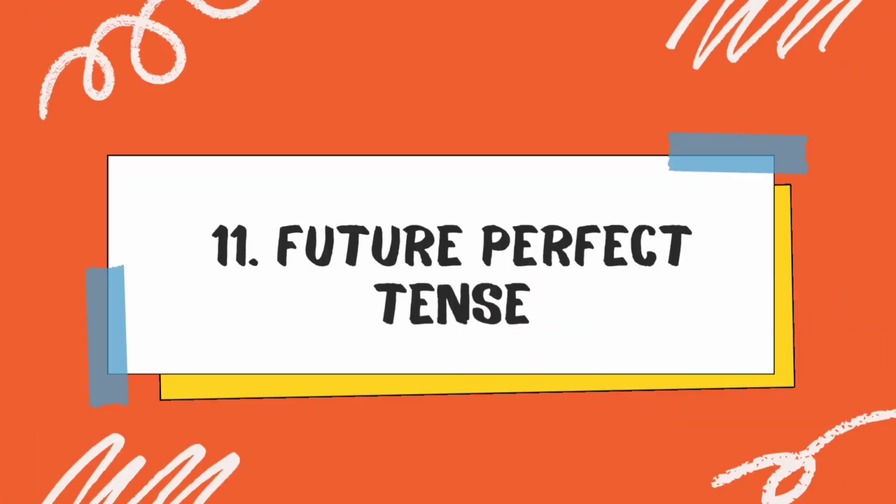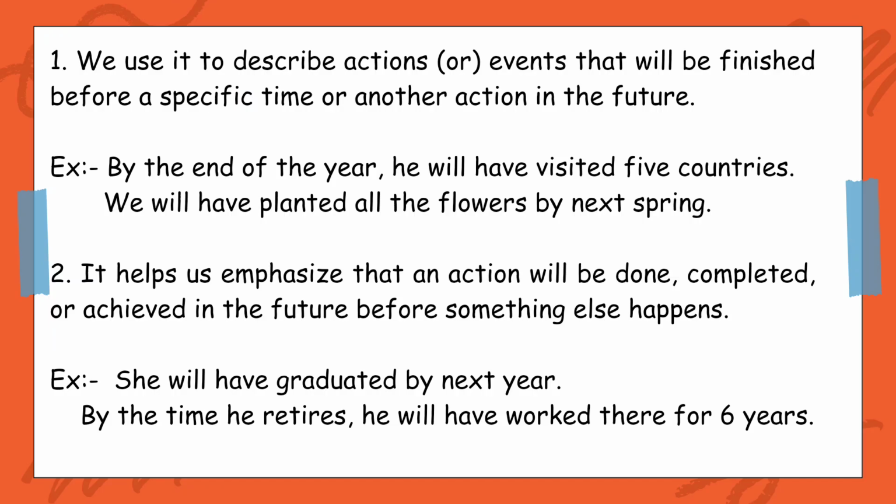Future perfect tense. We use it to describe actions or events that will be finished before a specific time or another action in the future. Example, by the end of the year, he will have visited 5 countries. We will have planted all the flowers by next spring. It helps us emphasize that an action will be done, completed, or achieved in the future before something else happens. Example, she will have graduated by next year. By the time he retires, he will have worked there for 6 years.